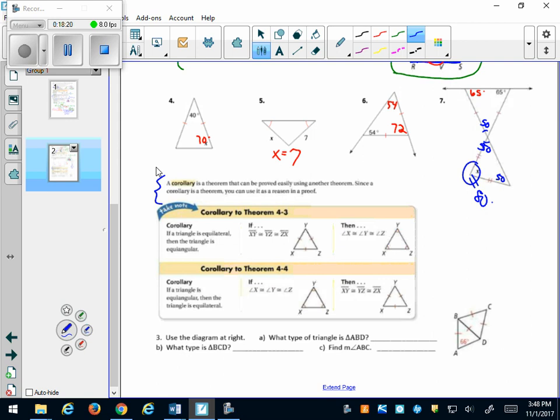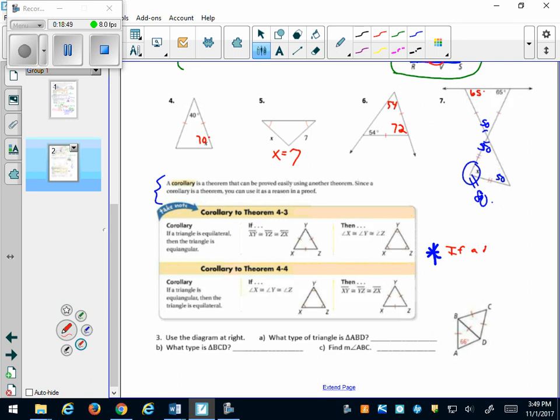The second corollary kind of follows from that. If a triangle is equiangular, then the triangle is equilateral. So it's kind of the converse of the first corollary. If you know all the sides are the same, you can assume all the angles are the same. And if all the angles are the same, you can assume all the sides are the same. But there's something extra I want you to add here. And we sort of used it up above in one of the problems.